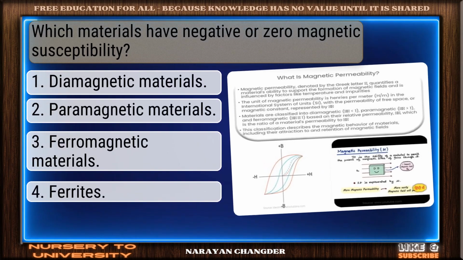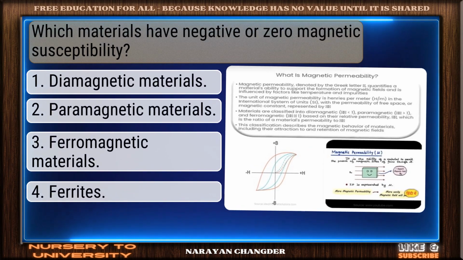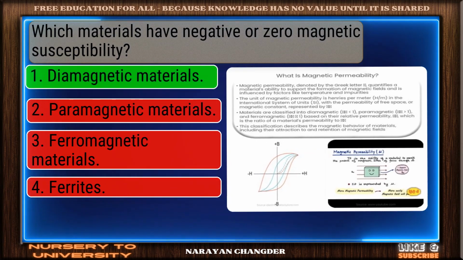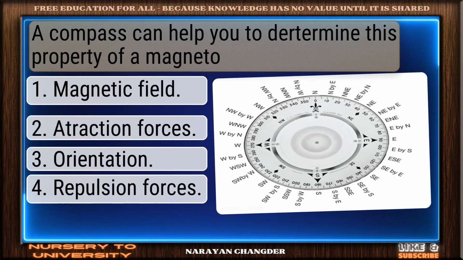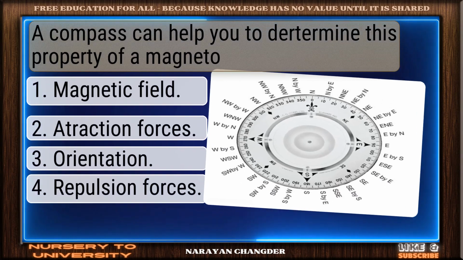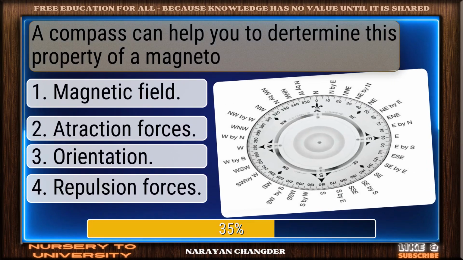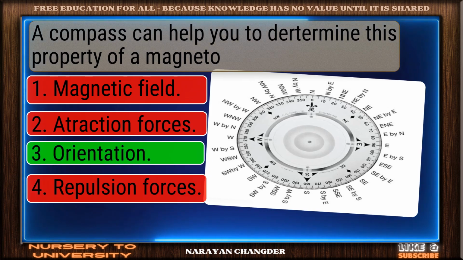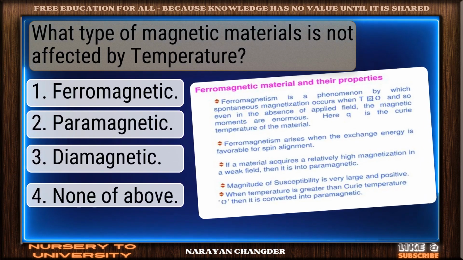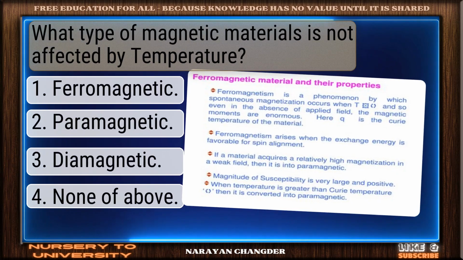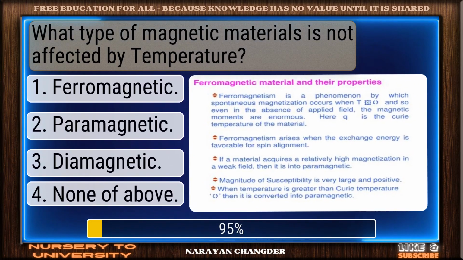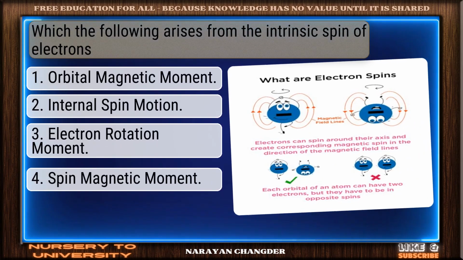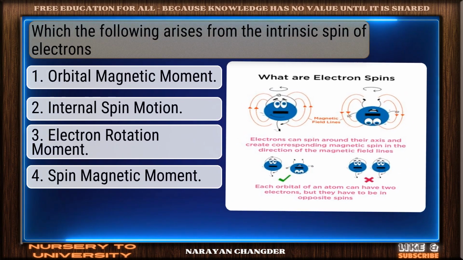Which materials have negative or zero magnetic susceptibility? Nicely done. Diamagnetic materials is a solid answer. A compass can help you to determine this property of a magnet. Right choice. Orientation is the best answer. What type of magnetic materials is not affected by temperature? On track. Diamagnetic is the correct answer. Which of the following arises from the intrinsic spin of electrons?